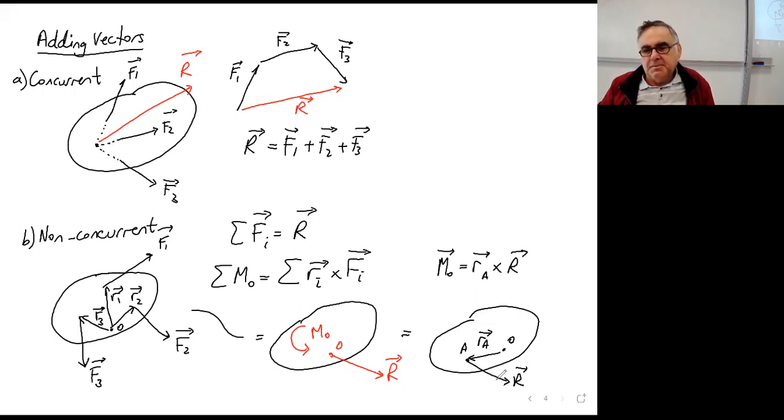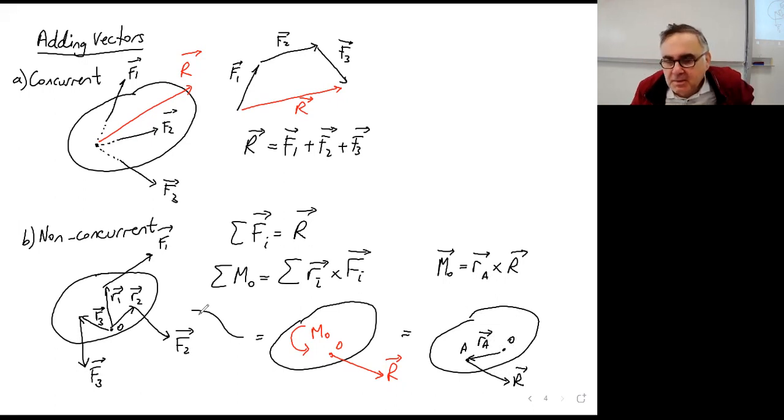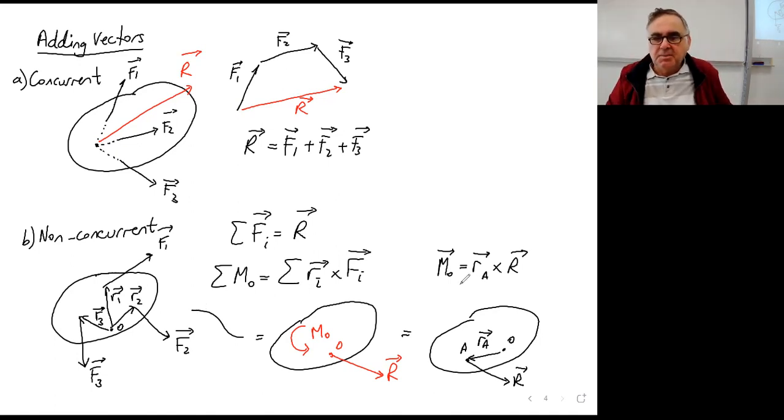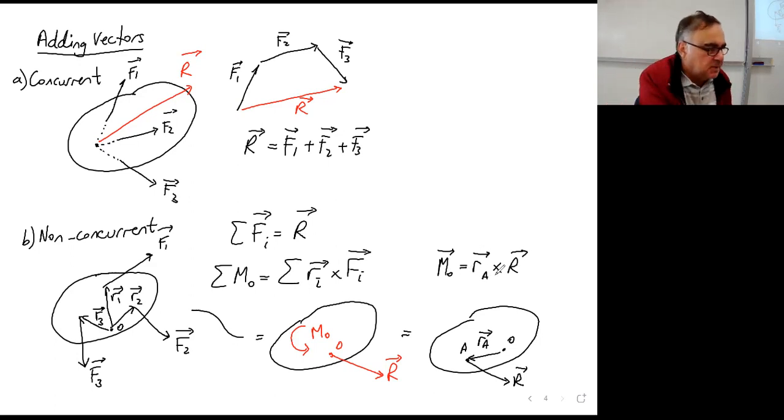So this whole set of non-concurrent forces can eventually be reduced to a single force acting at a certain point at A. Okay. We can reduce the non-concurrent forces to a single force, taking the effect of the couple into consideration. The couple effect of the forces has to be equal to RA times R.